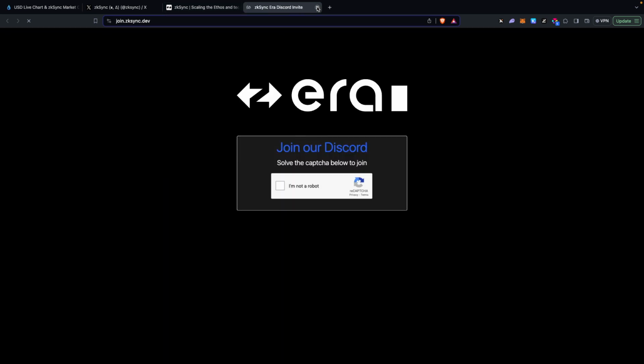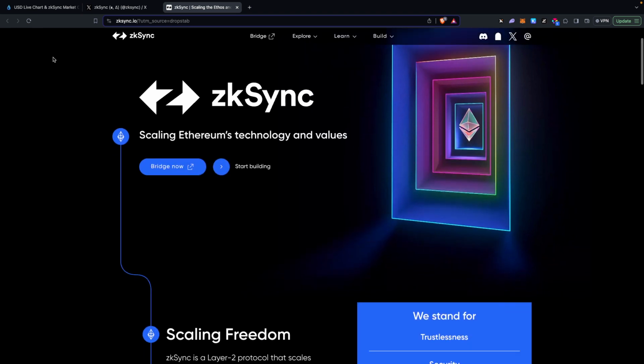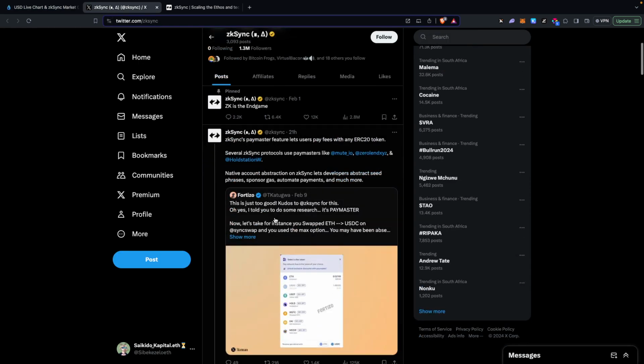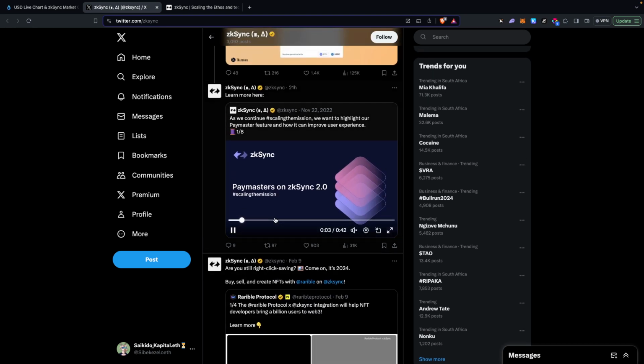I'm not going to join their Discord right now. You can actually see what they're talking about, and how to actually get an airdrop if they are going to, because this is the potential. It says potential airdrop. Some projects actually announce on Twitter that there is a project in Q1 2024 and they give you a guide to say if you want to earn the airdrops, this is what you must do.